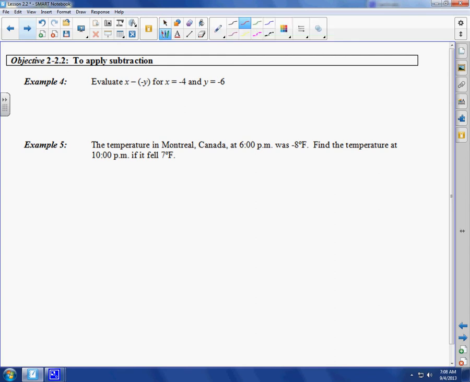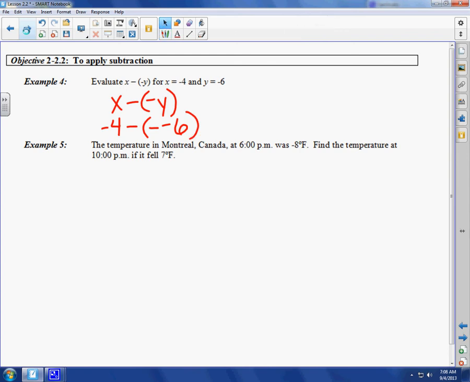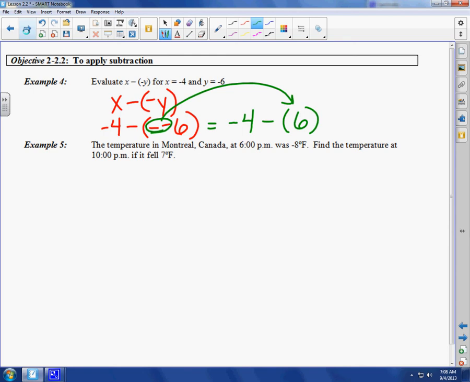All right, so X minus negative y. So if I put in my numbers, my x is negative 4, and then I have to keep my minus, my parentheses, my negative, and then y is negative 6. So now what I'm going to change this to negative 4 minus 6, because these two make a positive 6. So negative 4 minus 6 would be negative 10. So now that's just your answer is negative 10.